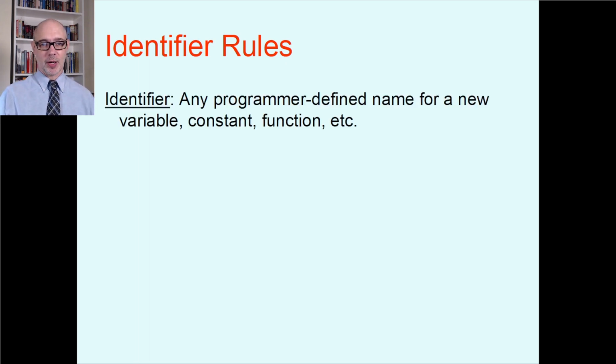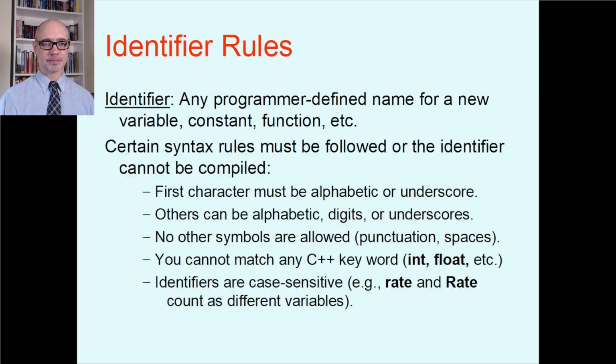Okay, now the names that you give your variables and your constants, those are called identifiers, and you can mostly make up what you want. C++ does have a couple of rules for how you make your identifiers, in order for the compiler to know that it's supposed to be an identifier. An identifier is any programmer-defined name for a new variable or a constant or a function or a bunch of other stuff that'll come in later courses. There are certain syntax rules that have to be followed, or the identifier cannot be compiled because the compiler won't realize that you meant it as an identifier.